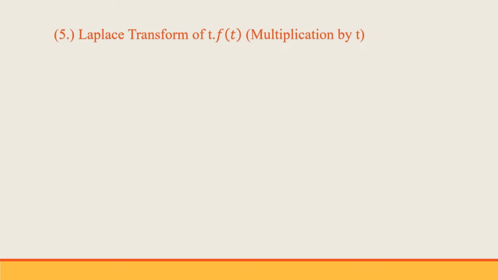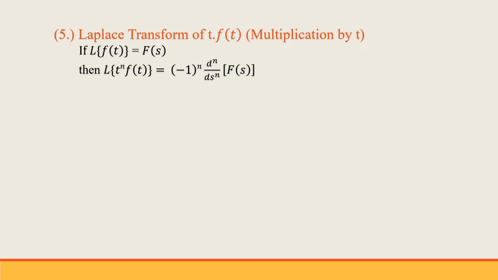Now let's see another property, which is the multiplication by t property. That is, the function f(t) is multiplied by t or a power of t. According to the multiplication property, if the Laplace transform of f(t) is F(s), then the Laplace transform of t raised to the power n into f(t) is given by minus 1 raised to the power n, d^n by ds^n of F(s). So let's check how we can prove it.